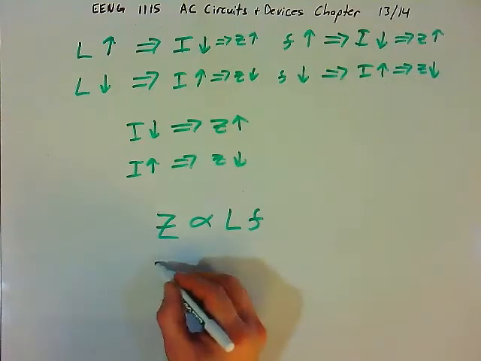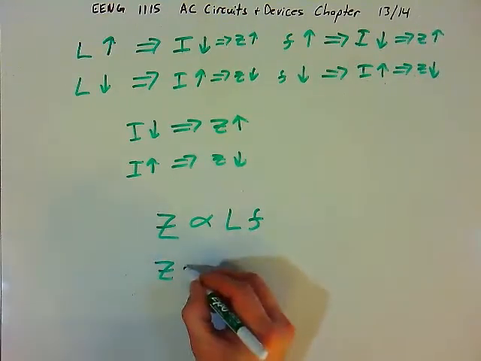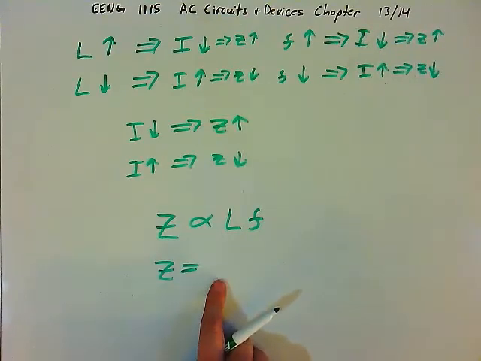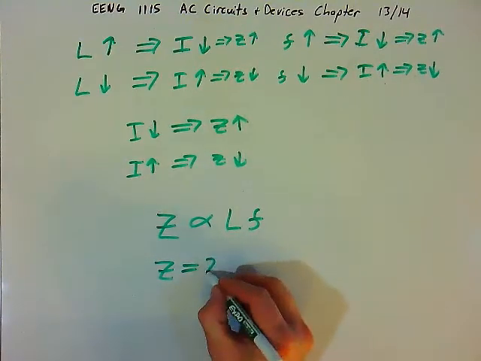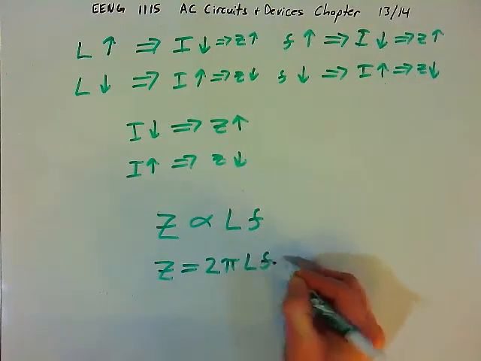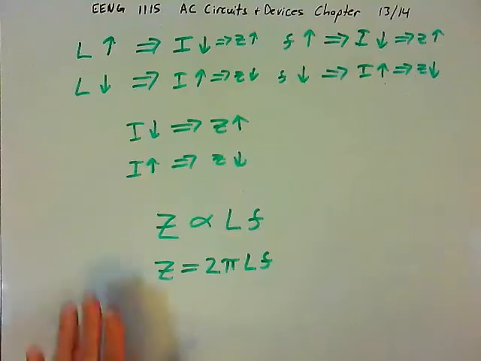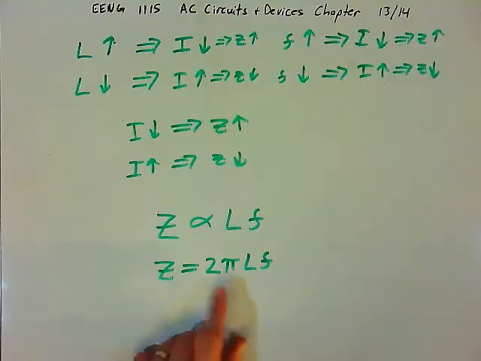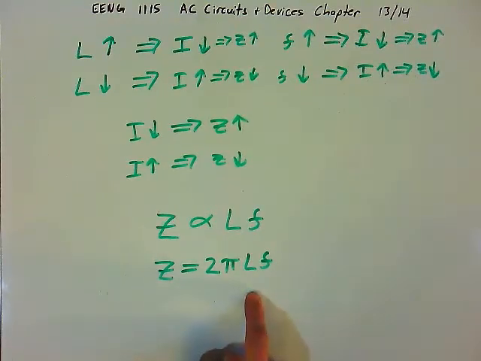And so when we have a proportion, we can make this be an equation if we have some proportionality constant. Well, it turns out the proportionality constant is 2 pi. And so we can say that the impedance of an inductive circuit is equal to 2 times pi times the inductance of the circuit times the frequency of the circuit.